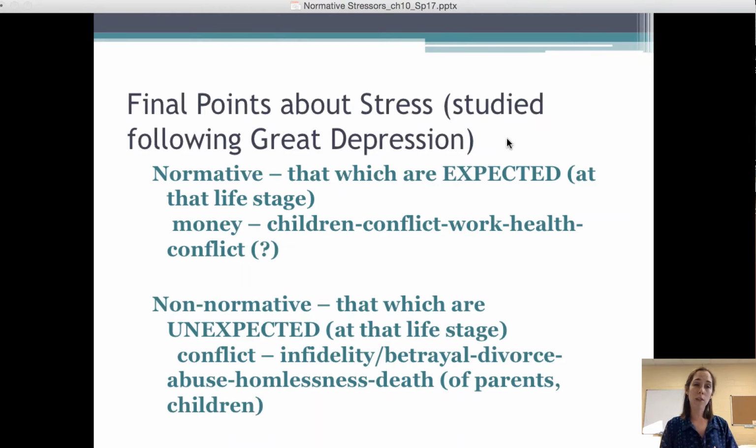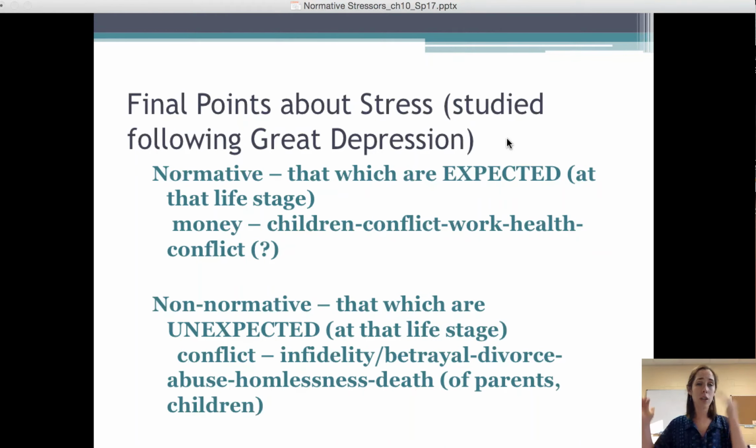So stressors were first studied following the Great Depression. And I think you can imagine why family stress and family stressors were studied following the Great Depression. After the Great Depression, everyone is experiencing this awful circumstance, right? People are losing everything. And some families plummeted. They fell apart. The people within them fell apart. The family structure fell apart.